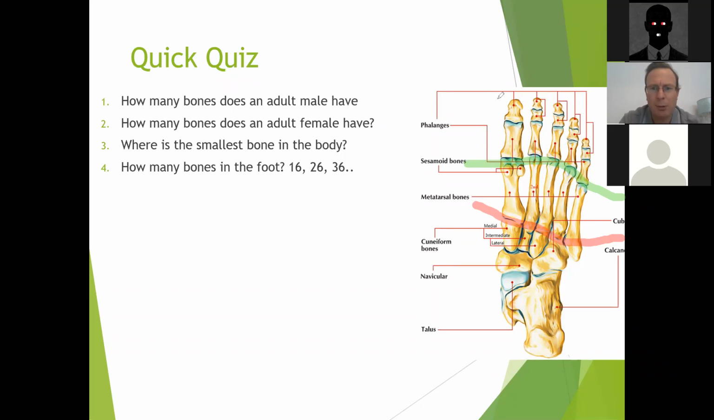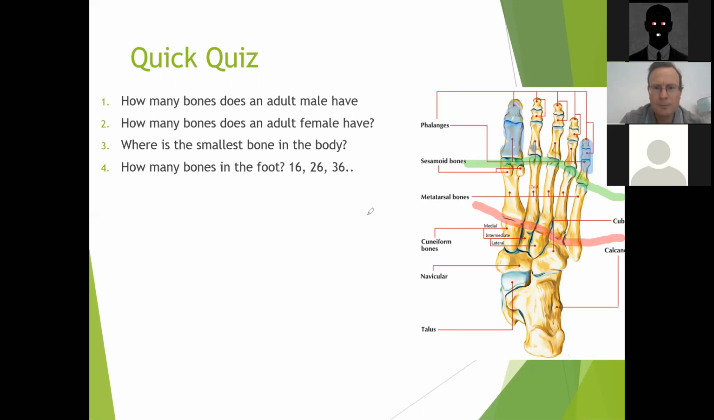So I'll colour those in blue. I'm just colouring in a phalange. That's your big toe there, and then that's your little toe. So it's quite nice to break it up into those three different parts: tarsals, the metatarsals, and the phalanges. 26 bones in all.